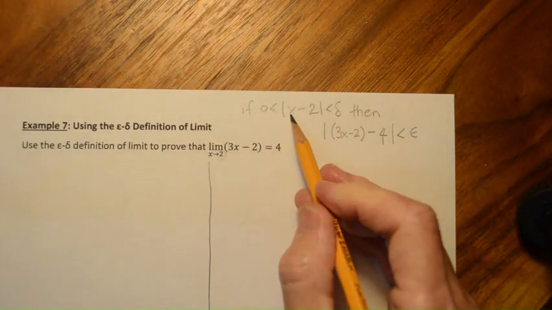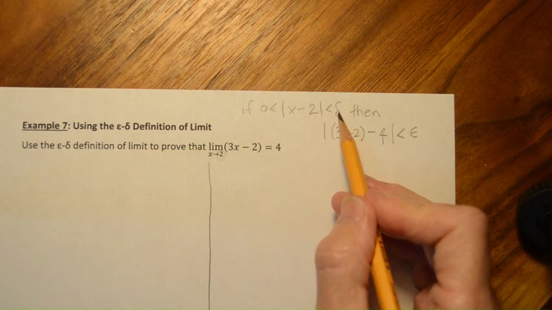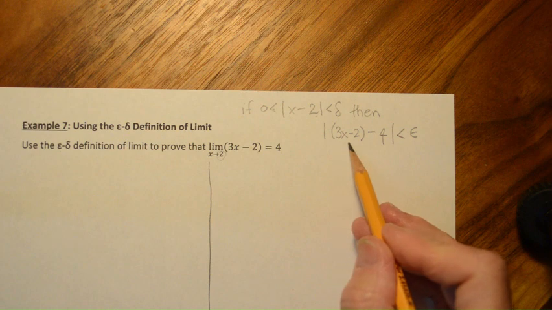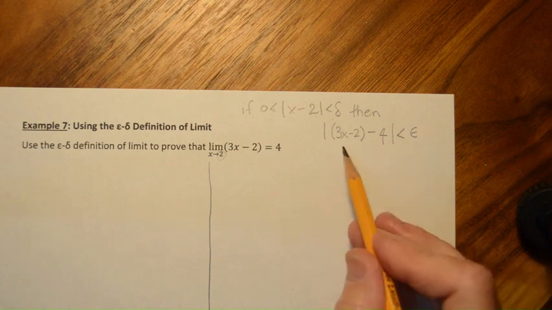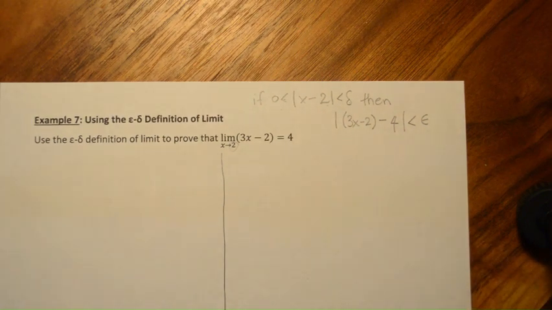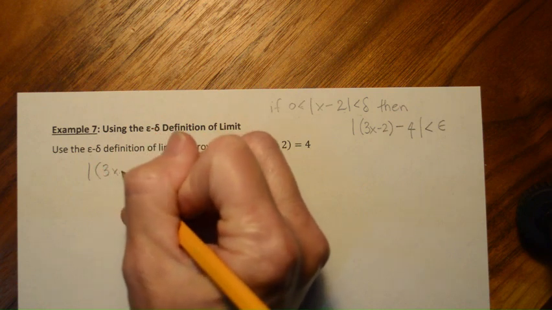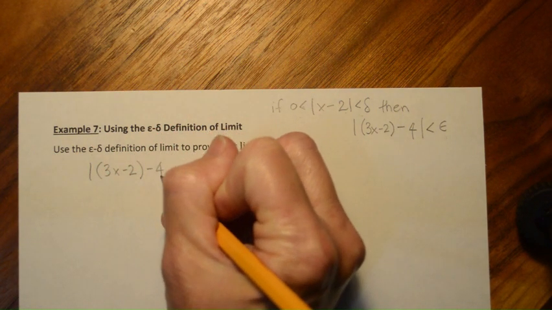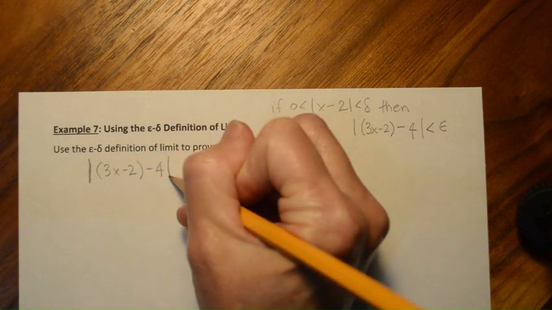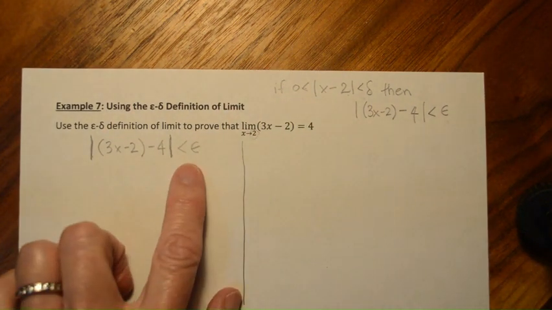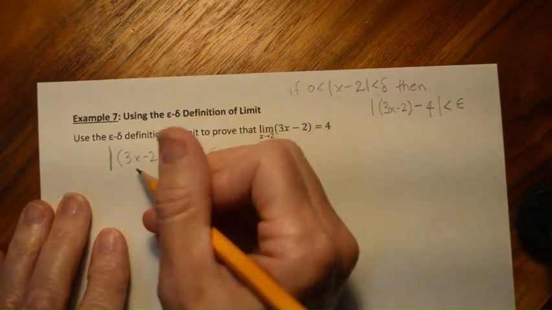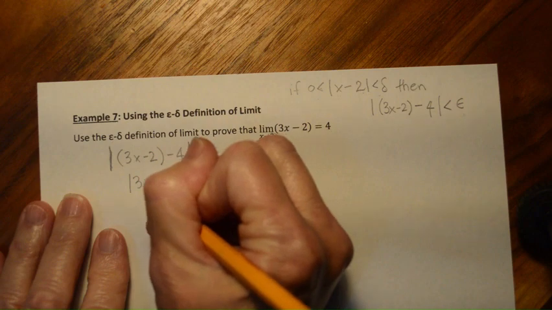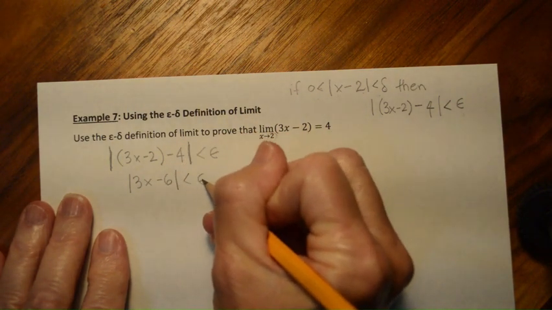All right, so it's saying if the distance between x and 2 is less than delta, then this has to be true. So we're going to start with the conclusion, not with the hypothesis, and we're going to work our way down until we get something that looks like this. So we're going to start with the absolute value of 3x minus 2 minus 4, sorry, these keep looking like 1s, is less than epsilon. Again, epsilon is just something small. So just think of something small in your head. Okay, so again, like last time, let's just combine like terms. So we've got 3x minus 6 is less than epsilon.